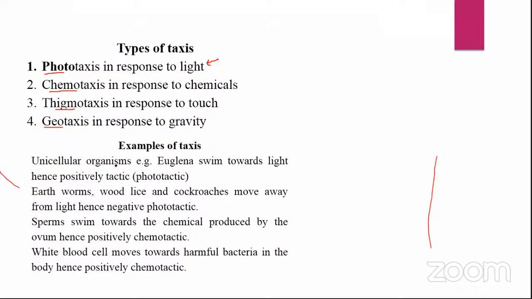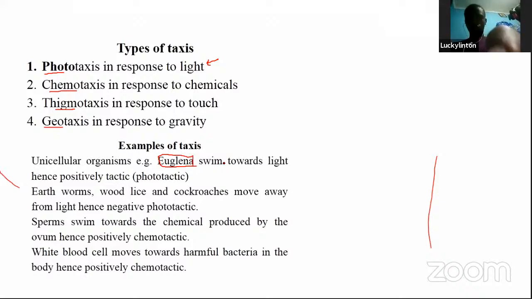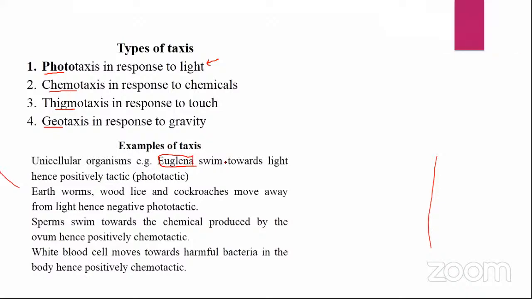One, we have unicellular organisms like euglena. Now, euglena organisms can swim towards light, and hence they're going to be positively tactic. Remember, positive means something is going towards the stimulus. But negative is away from the stimulus. And I can show you here in picture one.